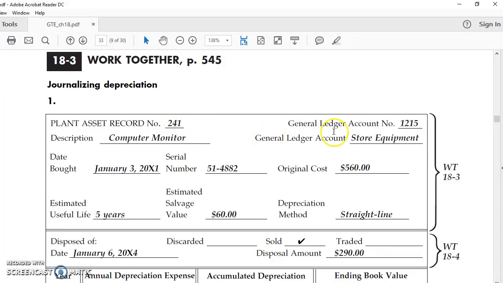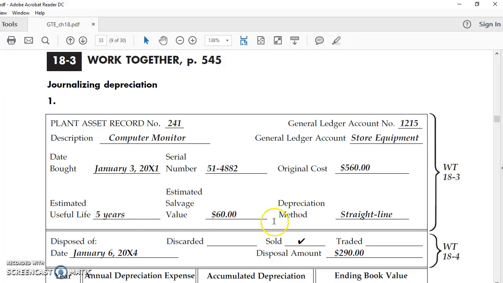241 is your plant asset record number. Your general ledger account number is 1215. It's a computer monitor. A computer monitor is store equipment. It was purchased on January 3rd, 2001. Therefore, you're going to depreciate that entire first year. Here's the serial number. The original cost was $560. The estimated useful life is 5 years. And the estimated salvage value is $60.